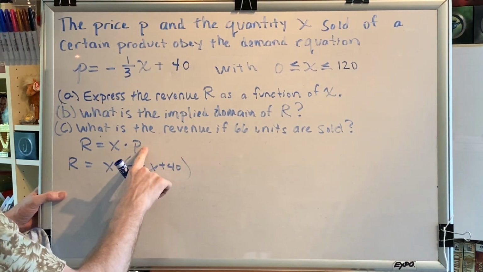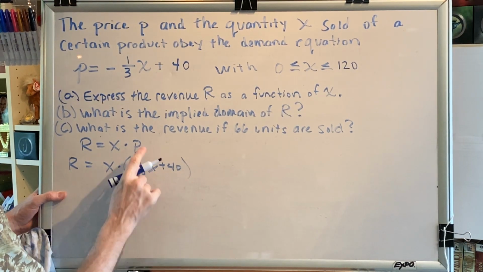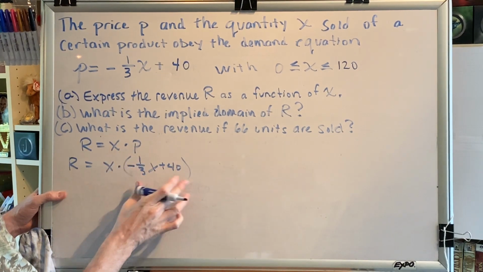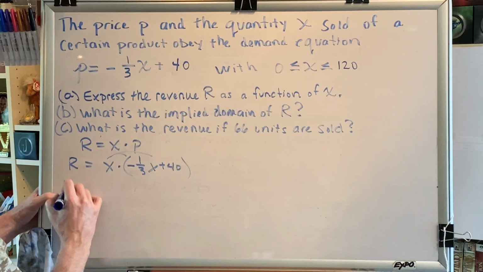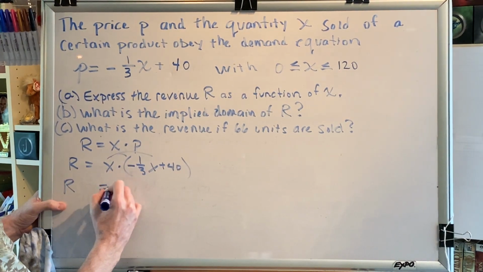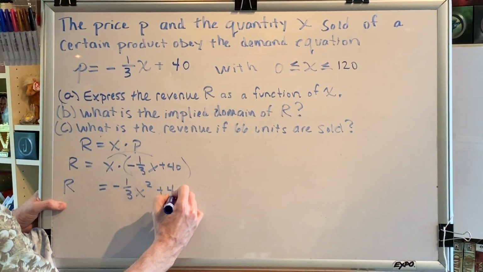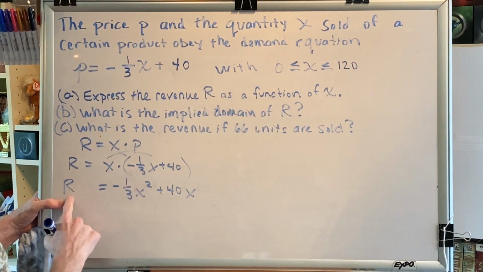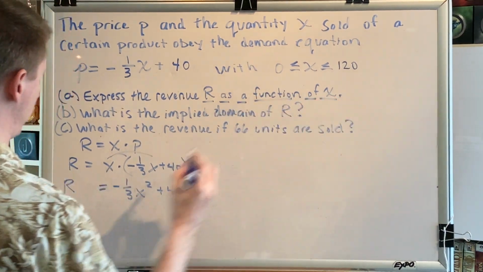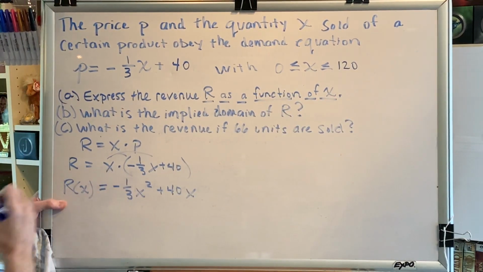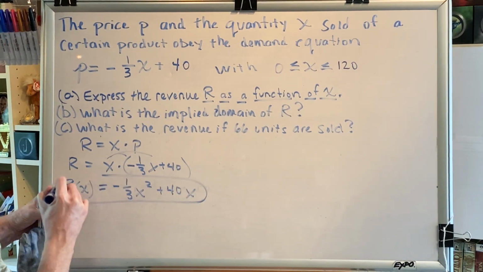Whenever we replace something with something new in algebra, we have to check to see if parentheses are required. In this case, the P is a multiplying neighbor, so we do use parentheses. We'll use the distributive property here, and we'll write negative 1/3 X squared plus 40X. On the left, since it says to express the revenue as a function of X, we'll write it as R of X equals. This is our answer for part A.